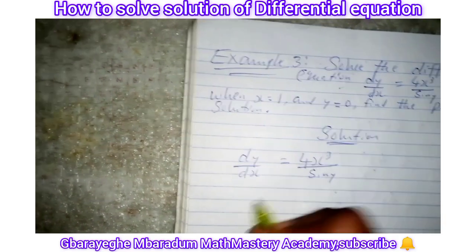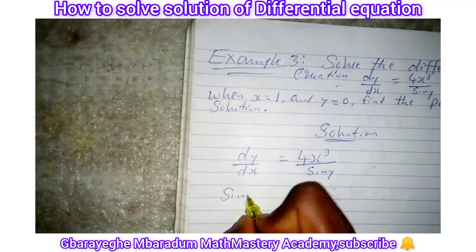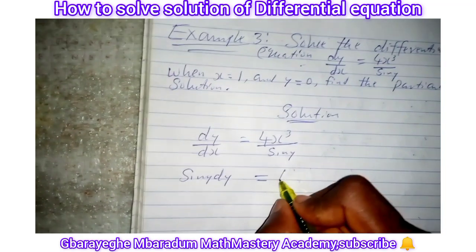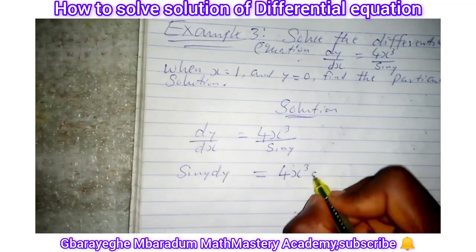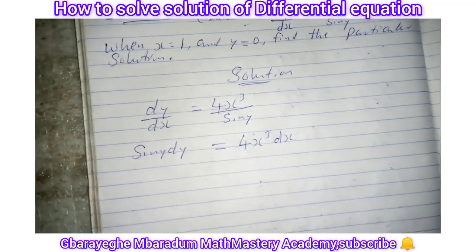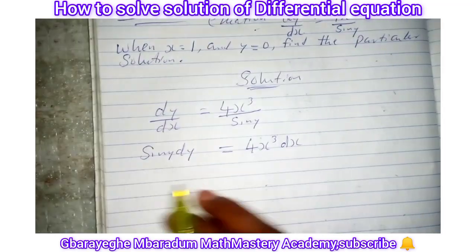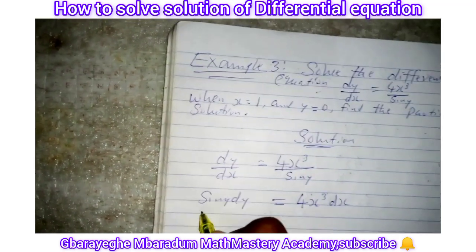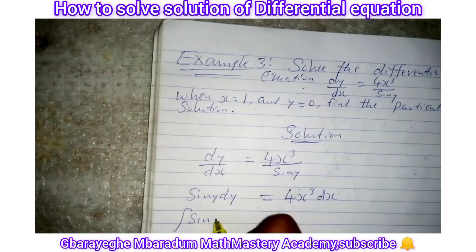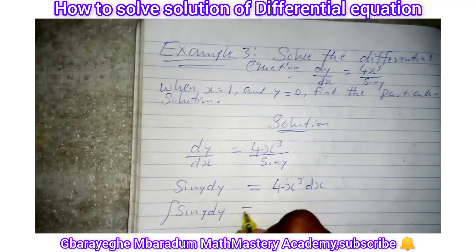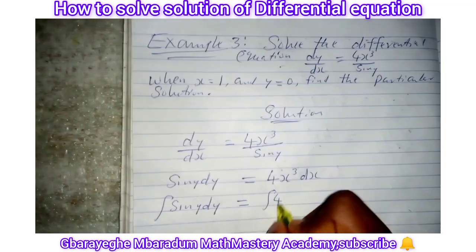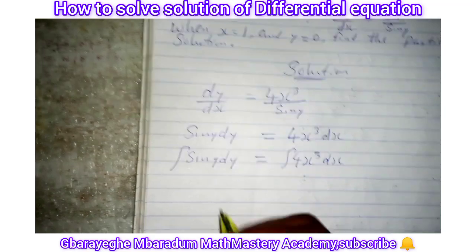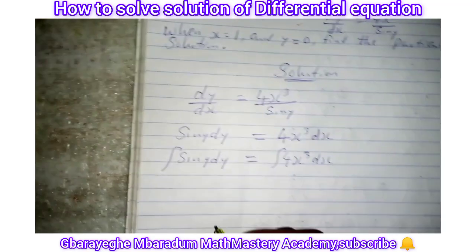So if you multiply this by this, we're going to have sine y times dy, right, equals, if we cross multiply, 4x cubed times dx, because we are cross multiplying. Now, after getting this, everything concerning y is on our left hand side and everything concerning x is on our right hand side. Now we integrate both sides. We're going to have the integral of sine y with respect to y equals the integral of 4x cubed with respect to x.